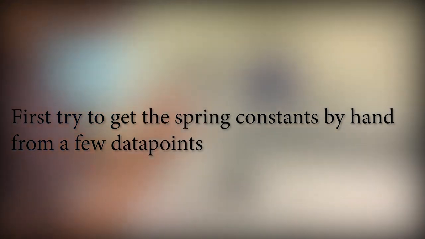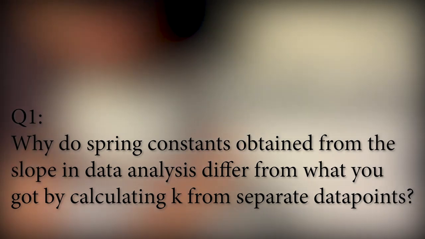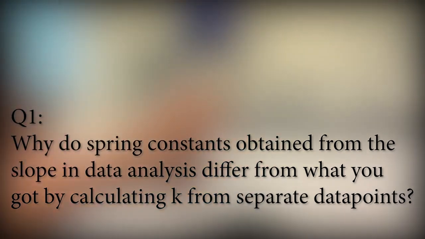Now, before we even go into graphs and data analysis, please do a quick calculation of a few data points by hand. Calculate the spring constant for a single green spring from 2 to 3 data points that we have. Once you finish the data analysis, try to answer that question. Why did the spring constants that you got from separate data points by hand not match what you expected? Please answer this question in the discussion section.